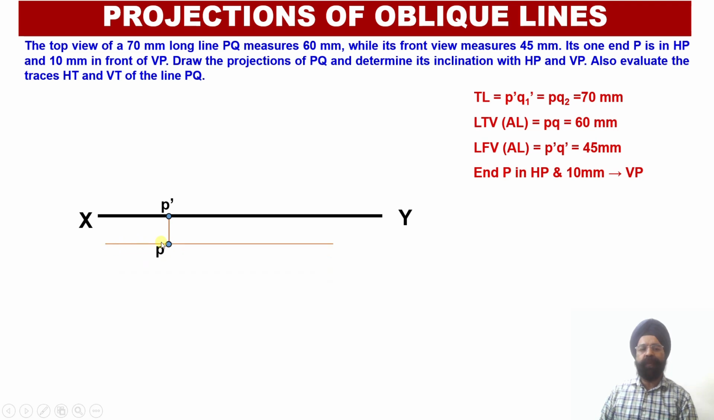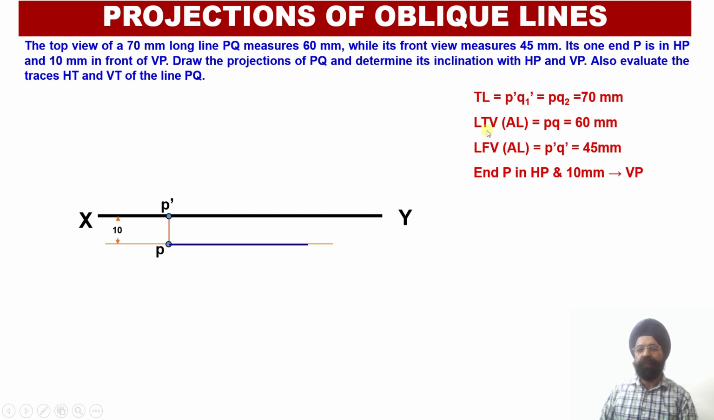Now this distance I am going to mark over here. So the distance of this locus line from the XY reference line happens to be 10 millimeter. So this point P we have drawn below the XY reference line at a distance of 10 millimeter from the XY reference line. Now, having obtained the projections of the point P over here, we are going to start with this particular aspect.